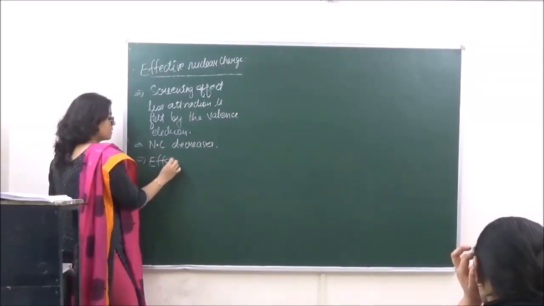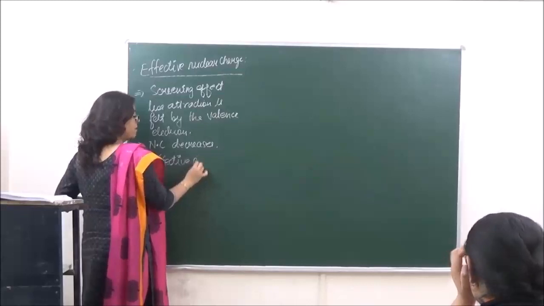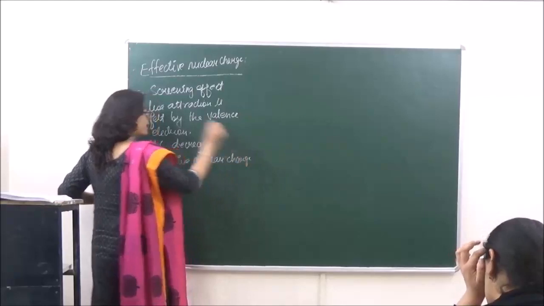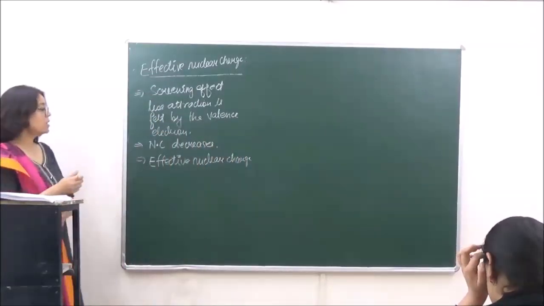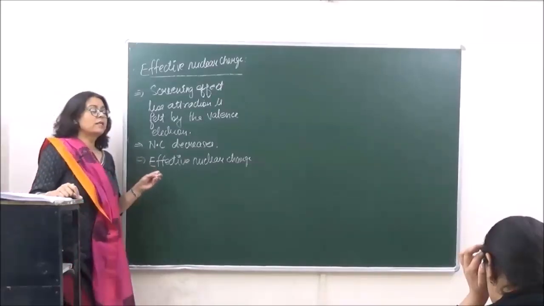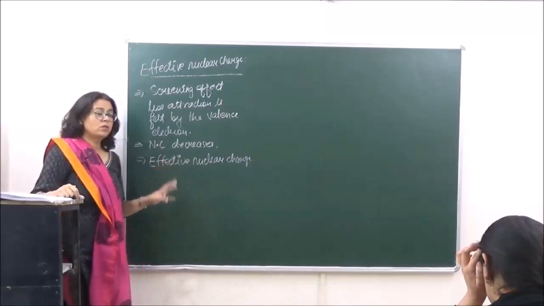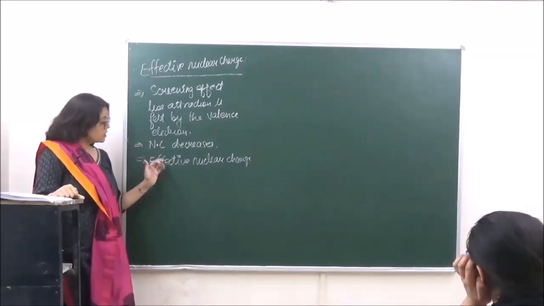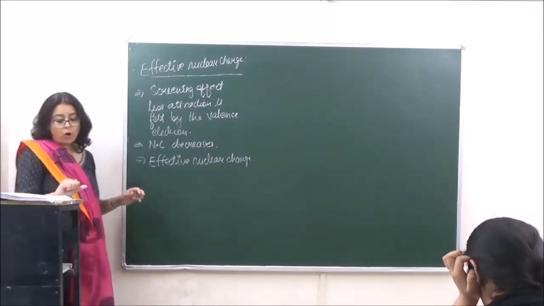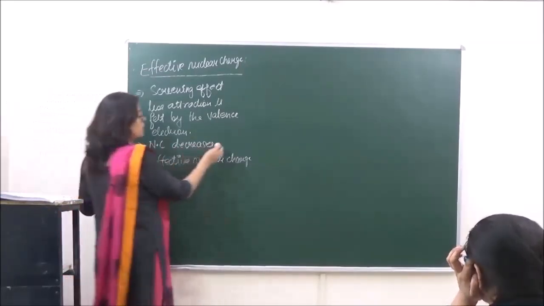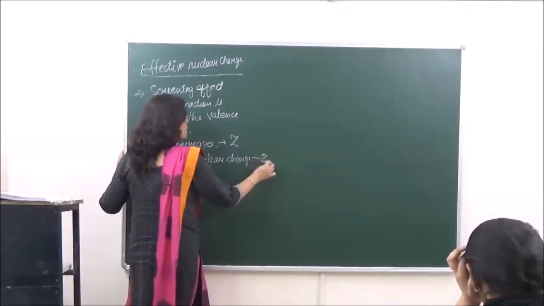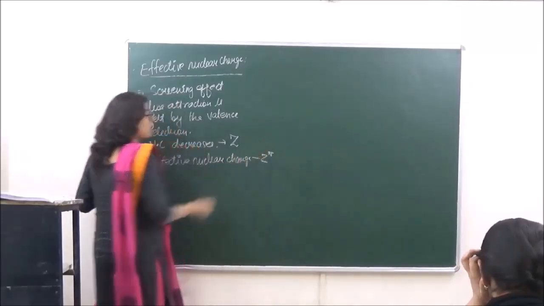This decrease in nuclear charge, or the nuclear charge after the shielding effect, is now known as effective nuclear charge. Effective nuclear charge is the real charge or the real attraction which the valence electron experiences due to the nuclear charge. So effective nuclear charge is always going to be a little lesser than the nuclear charge. The nuclear charge is represented by capital Z, whereas effective nuclear charge is represented by Z star.